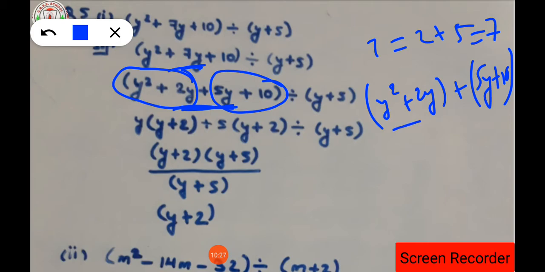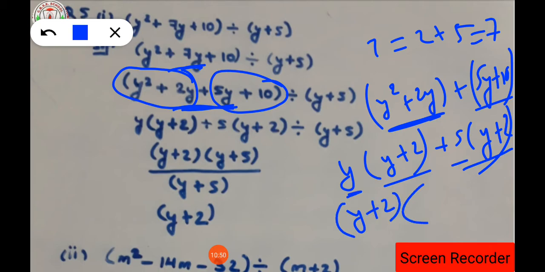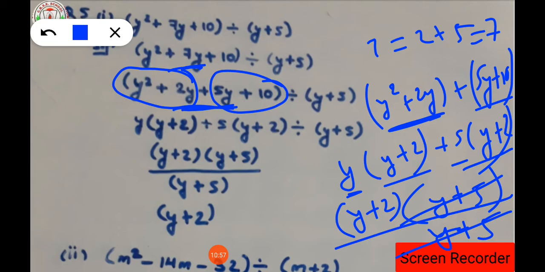Now taking common from y square plus 2y, y can be taken common. So what is left out? That is y plus 2 is left out, isn't it? From 5y plus 10, which will be taken common? 5 will be taken common. So what is left? 5 into (y plus 2) is left, isn't it? Now y plus 2 is again common in both the terms. So y plus 2 is taken common. What is left out? That is y plus 5, isn't it? Whole divided by y plus 5 is there. So y plus 5 will get cancelled from the numerator and denominator. What is left out?